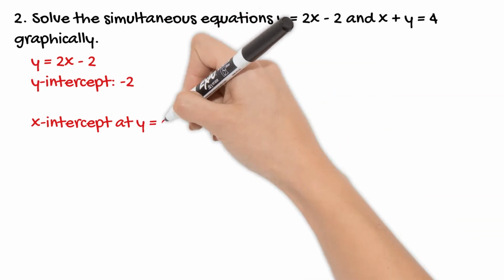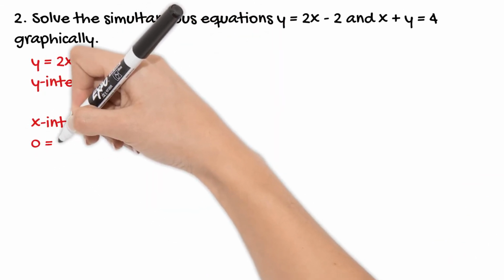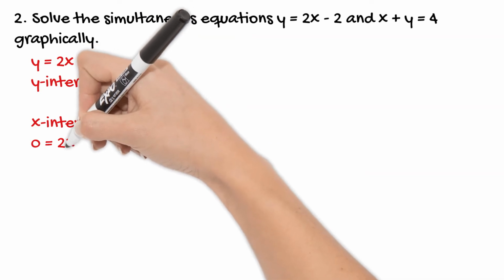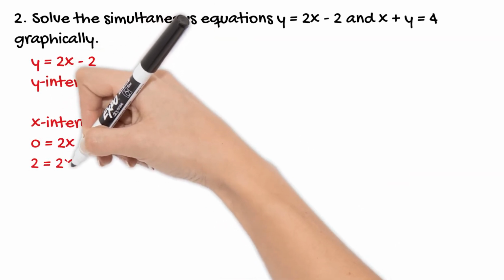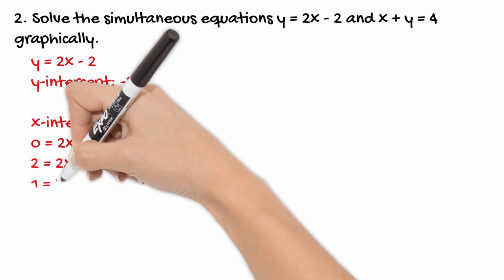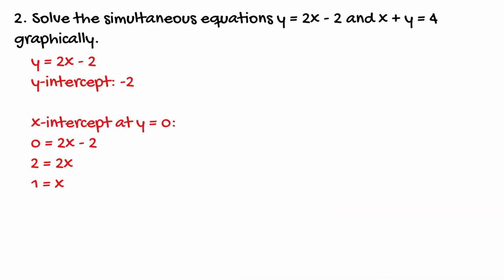We need a second point to graph as well, so we'll get the x-intercept. Of course, the x-intercept occurs when y is equal to 0. So you just sub y equals 0 into your equation. So you've got 2x minus 2 equals 0. Obviously, 2x is 2, so x is going to be 1. So there are your two intercepts to enable you to draw the equation.